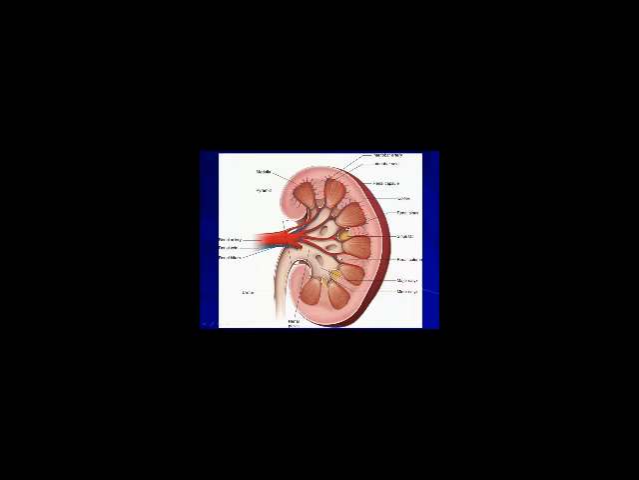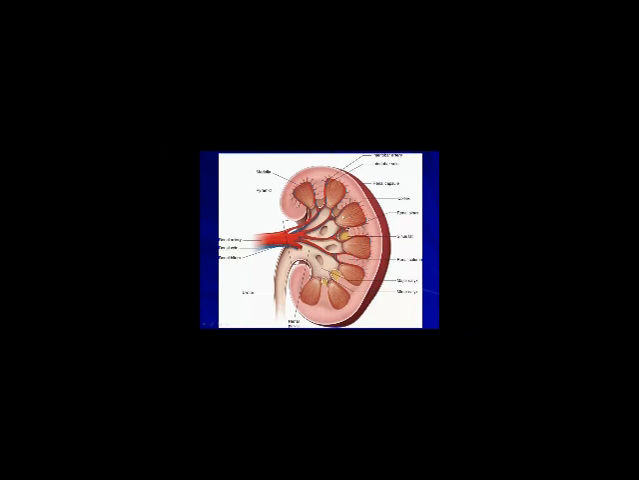A cross section, the cut section of the kidney, will reveal the outermost covering, the renal capsule. Then we have the renal cortex, in which mainly glomeruli and portions of the proximal and convoluted tubules are present. Then we have the medulla, which is comprised of pyramidal structures, and it contains mainly loops of Henle and collecting ducts.